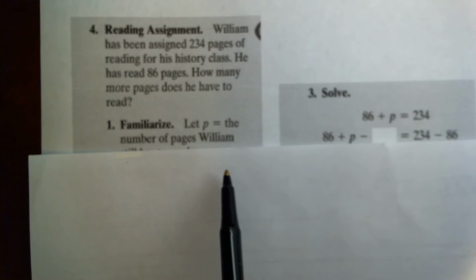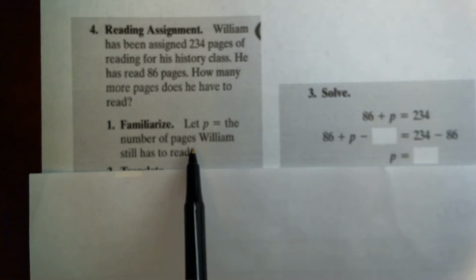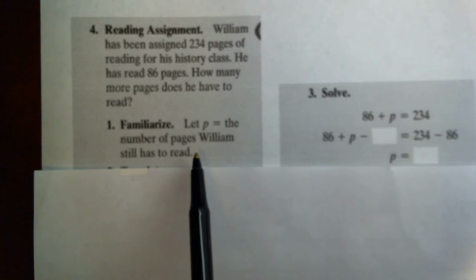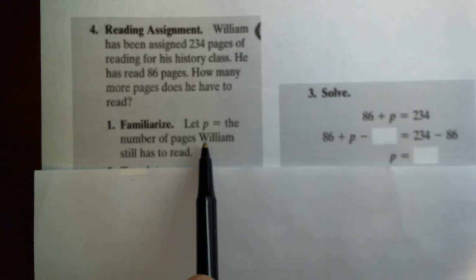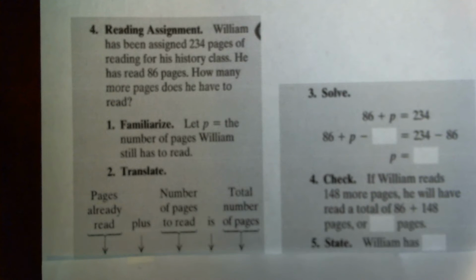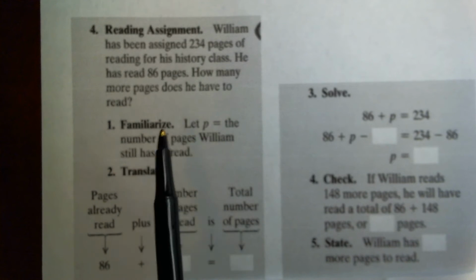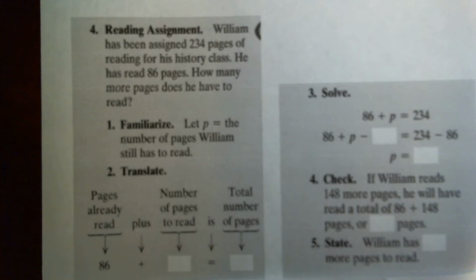Seems pretty obvious. So let's familiarize ourselves with the problem, and so let P be the number of pages William still has to read. That seems a normal way of doing things, but this creates clarity in your mind about what you need to do. Translate: pages already read plus the number of pages to read is equal to the total number of pages. So this is now the important step where you translate the English language problem statement into a mathematical statement. So number 2 is kind of a key to this, other than understanding what it's all about.